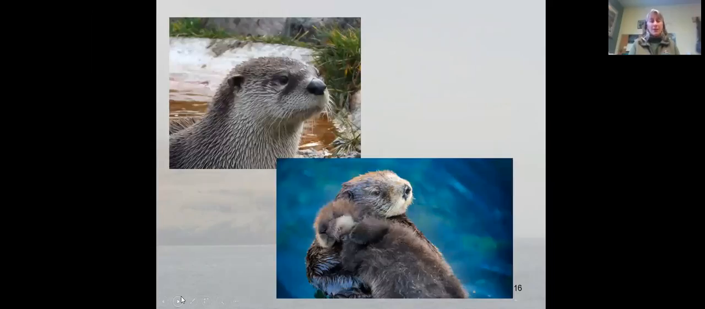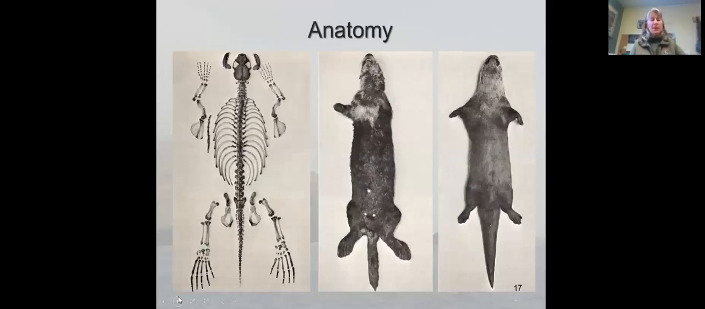So here's a North American river otter. We think that sea otters have come from Asia about 3 million years ago. And they've had some adaptations, next please, that allow them to live. So here's some of the physical ones. The animal on the right is a North American river otter, and then a sea otter, and then a skeleton of a sea otter.